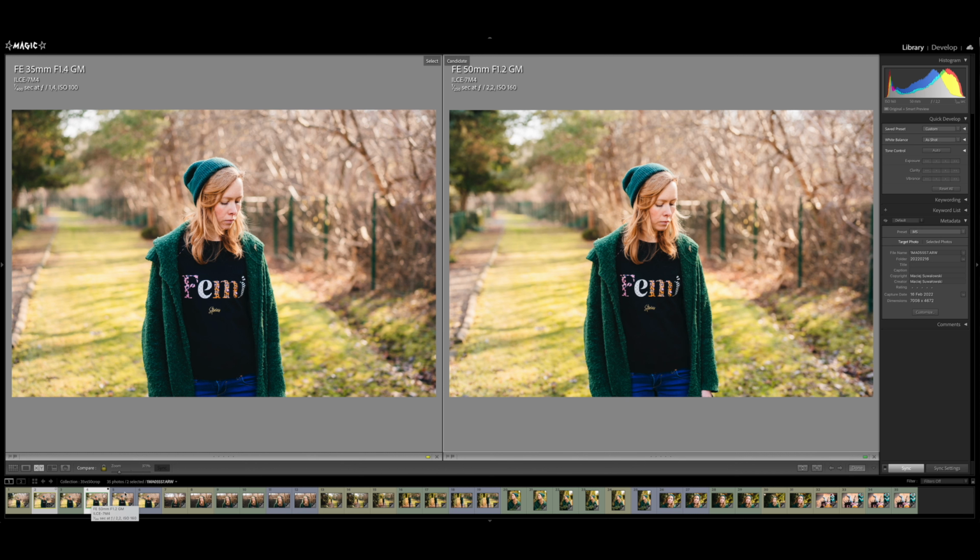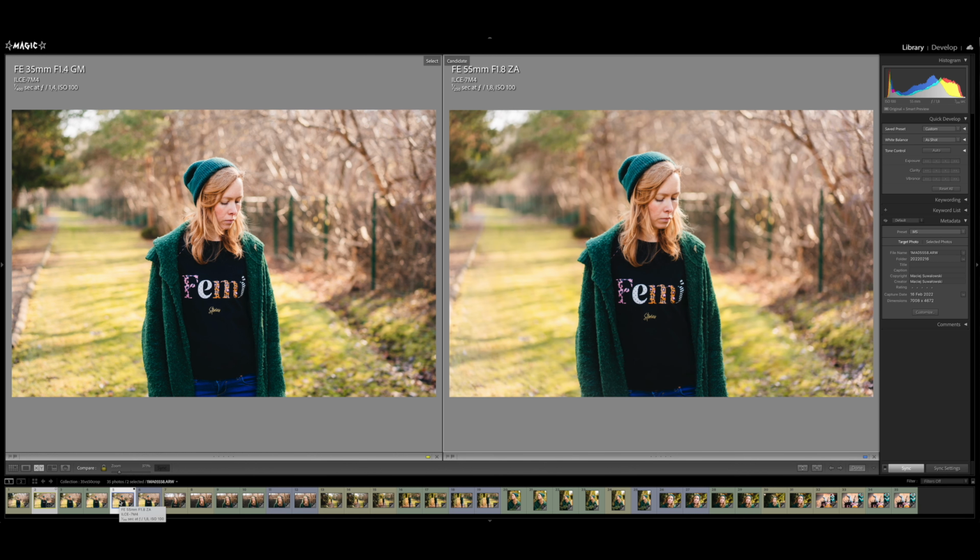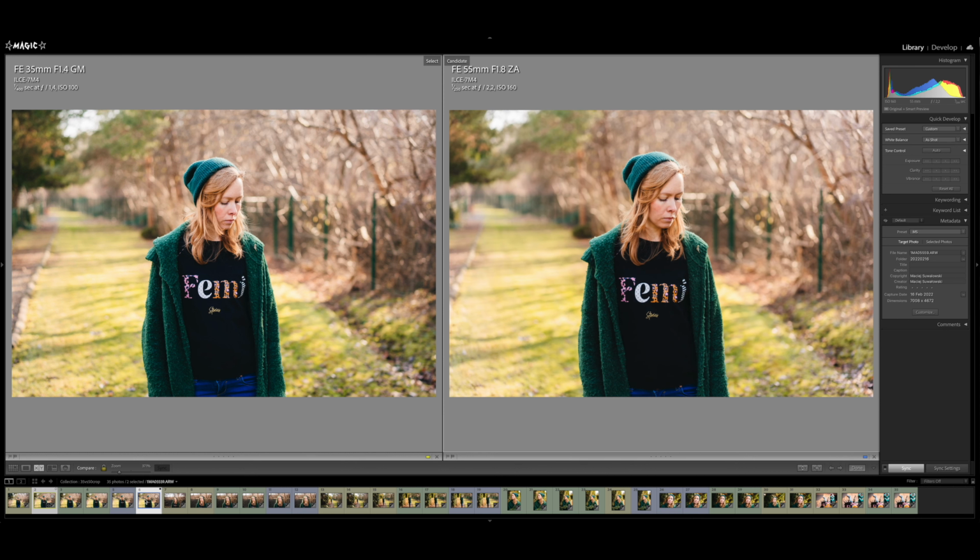And now switching to a 55 1.8 lens, this is what we get. On the right, 55 1.8; on the left, 35 G Master in crop mode. You can see the images are very similar, and then stepping down the 55 to 2.2 gives us an even more matching result.